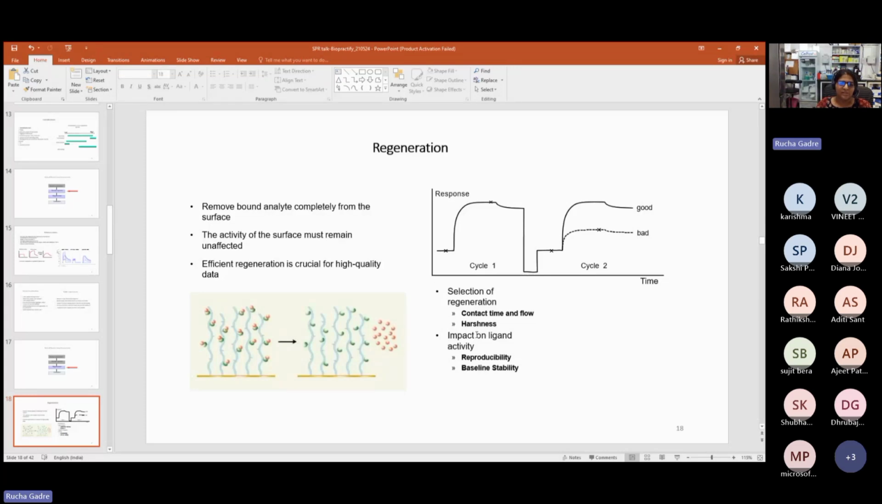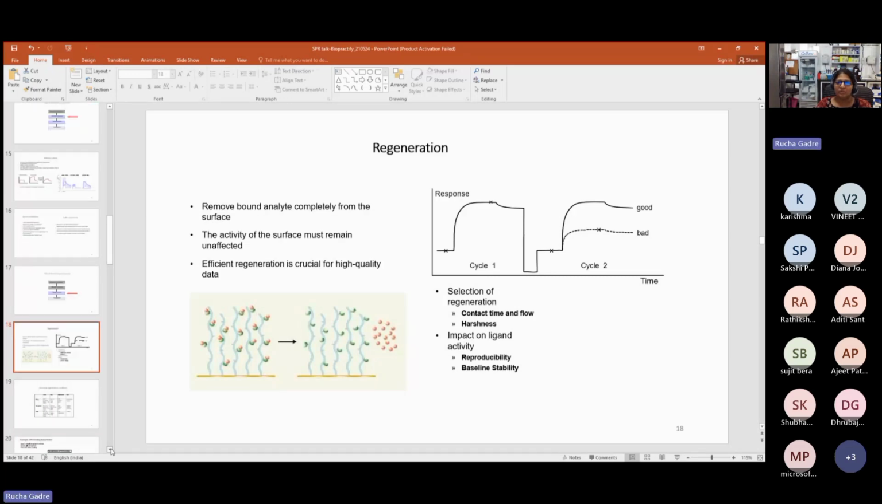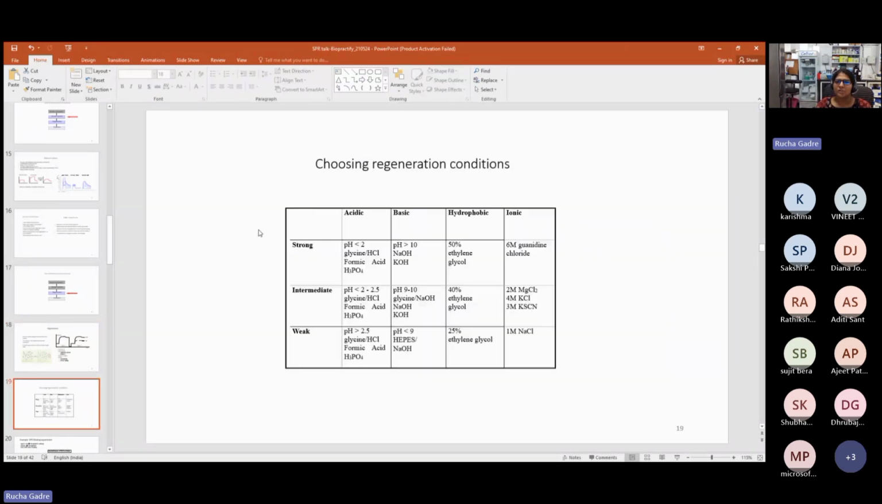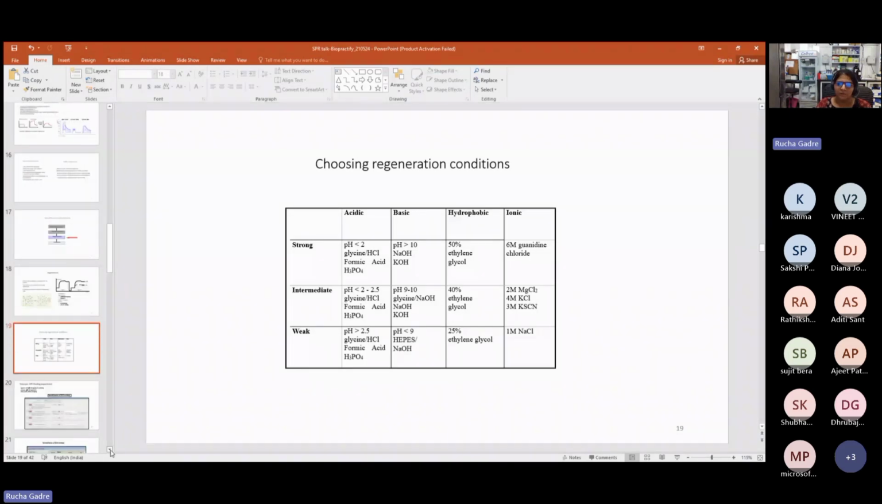So what should be the considerations? The regeneration should not be so harsh that it affects the ligand, and it should not be so mild that the analyte is not coming off completely. So what are the different regeneration buffers we can use? We can divide them into three: strong, intermediate, and weak, depending on the interaction we are getting. We can use any buffer, so we need to do trial and error for that. This is another type of optimization.